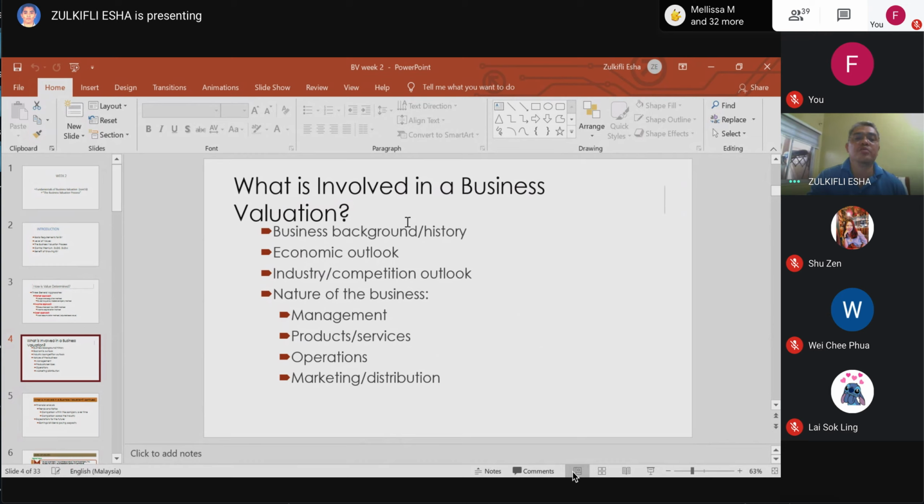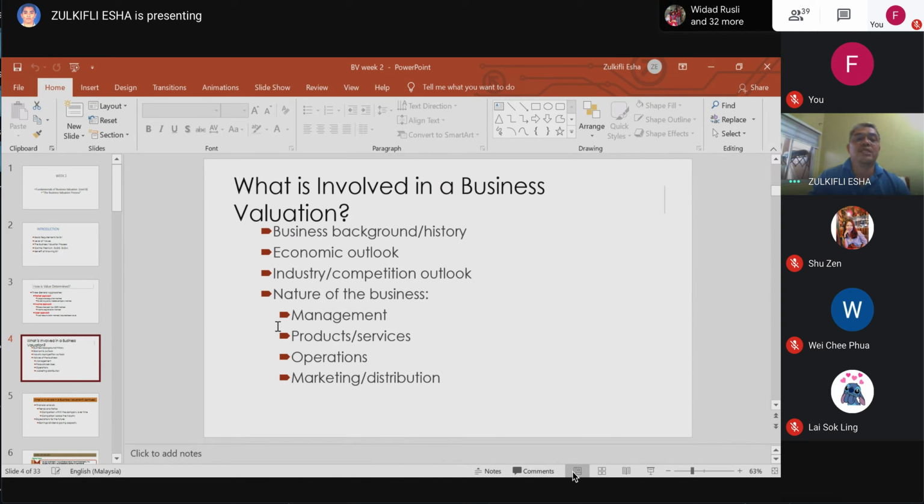So first thing first, you need to know the background or history of the company. Then you have to have some information about the economic data, economic outlook. Then you need to know about the industry's competition. How many other companies are there in the same industry? Where is the position of the company that you are going to value in the industry? So for the industry competition outlook, you need to do the ratio analysis, to know where is the company's position in the industry. So how does the competition look like in the industry?